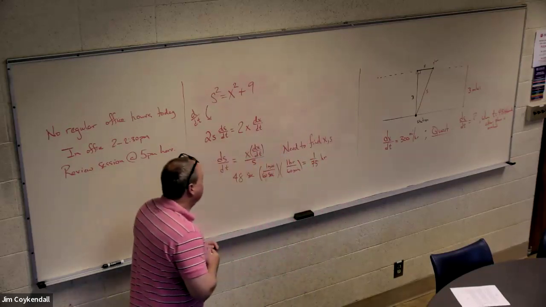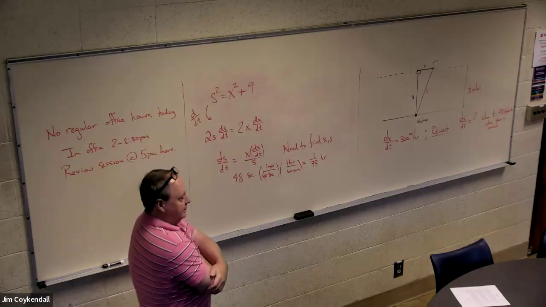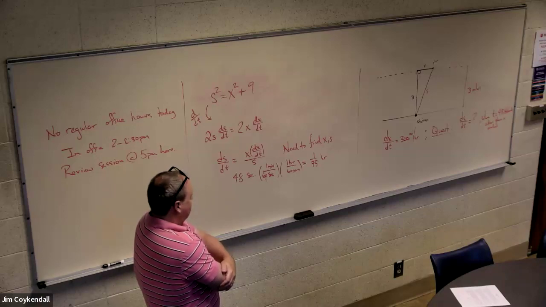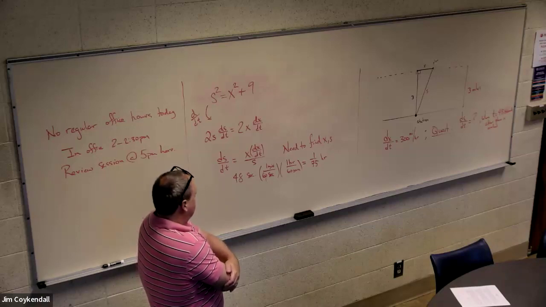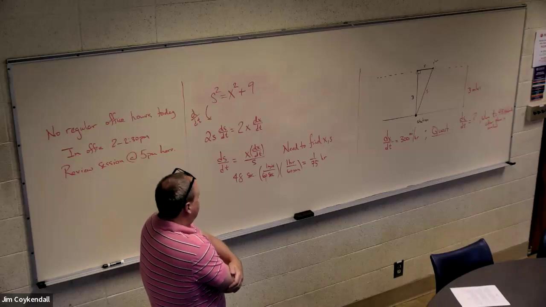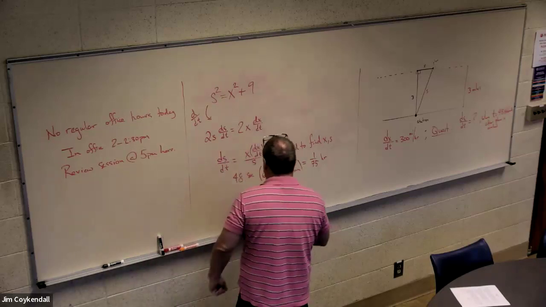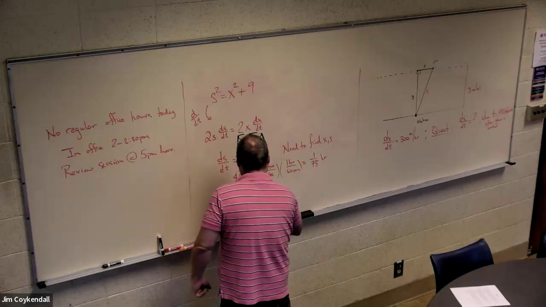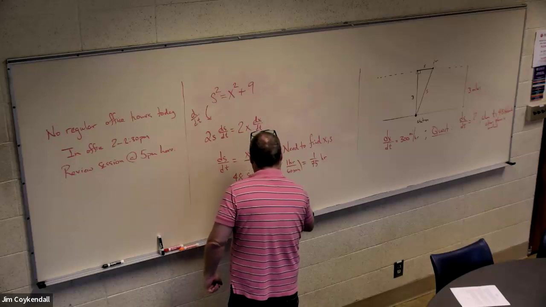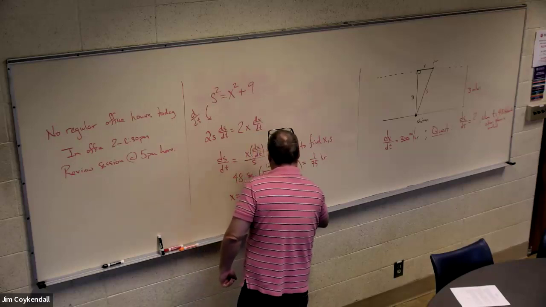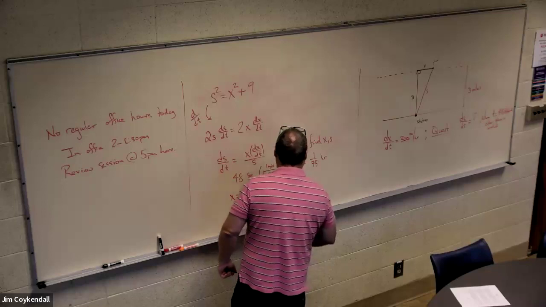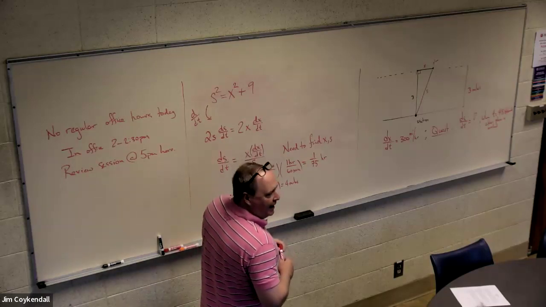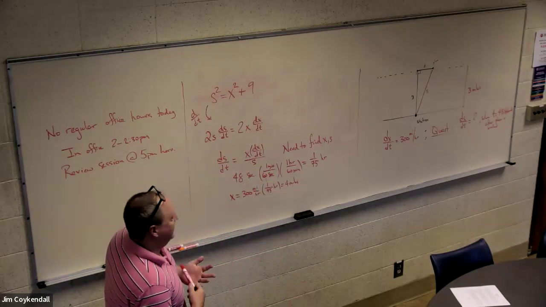So, and so X is 300 miles per hour times 1/75 hours, which is 4 miles. I also need to find S. How do I find S?